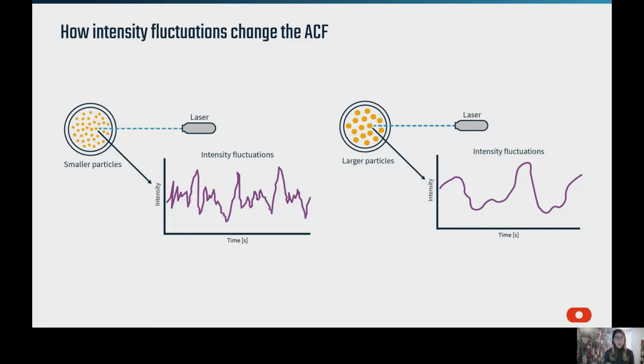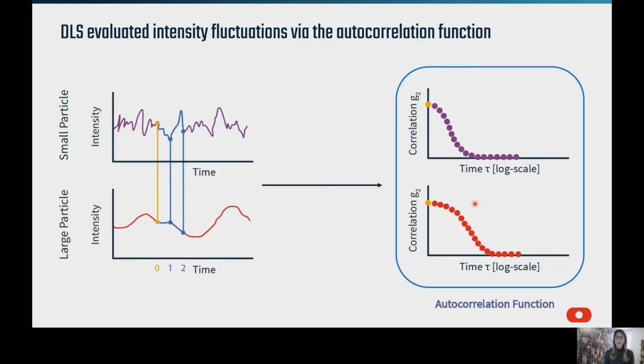So this means that their change in location and their movement through solution is going to correlate to more intensity fluctuations than in larger particles. And we can see this in the two plots shown here, where for smaller particles the intensity as a function of time is plotted, and we see a lot of variation and a lot of fluctuations in the intensity, whereas larger particles move a bit slower, so they have fewer changes in the intensity. So the autocorrelation function is extracting these time-dependent intensity fluctuations and comparing the similarity of the signal intensities over time. So how do we translate these intensity fluctuations into an autocorrelation function?